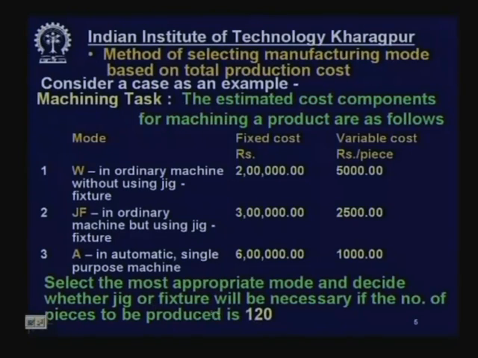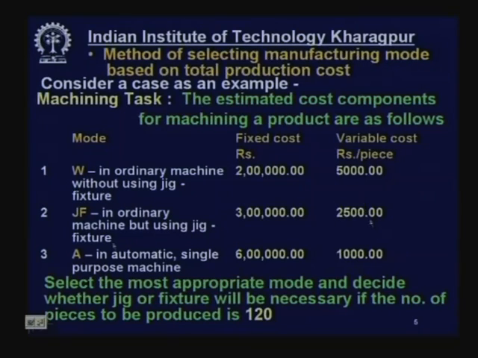Now, suppose you have to produce 120 pieces of an object. The task is: the estimated cost components for machining a product are as follows. There are 3 modes possible. Say mode number 1, W. W stands for ordinary machine without using jig and fixture. Fixed cost, the machine cost, will be 2 lakhs of rupees, and variable cost, that is the cost per piece, that is the labor cost and material cost, will be 5,000 rupees per piece. If we use a jig and fixture along with the ordinary machine, then the cost will be high. Then we say 1 lakh extra for the jig and fixture, 3 lakhs initial fixed cost, and the variable cost will come down to 2,500 from 5,000 because of saving time and reducing rejection, that will help reduce the cost per piece.